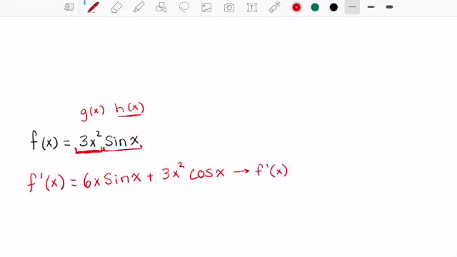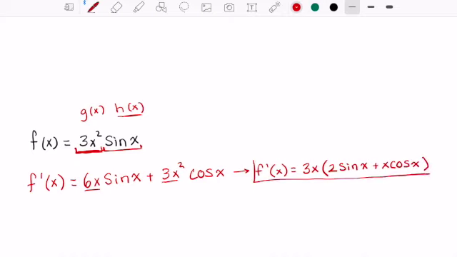So when I simplify, we know that f prime of x, I can factor out a 3x from both of these terms. So I have 3x, and that leaves us with 2 times sine of x plus x times cosine of x. And that is our derivative. That is our product rule.